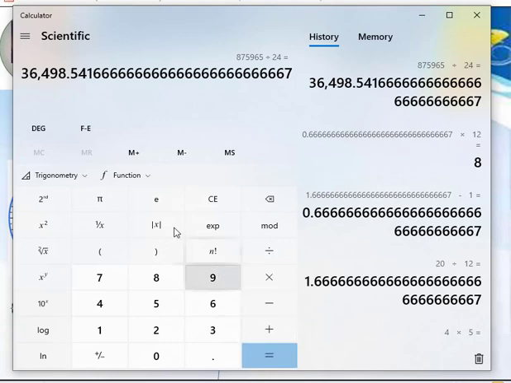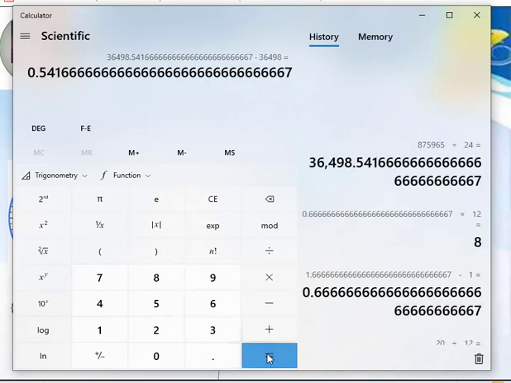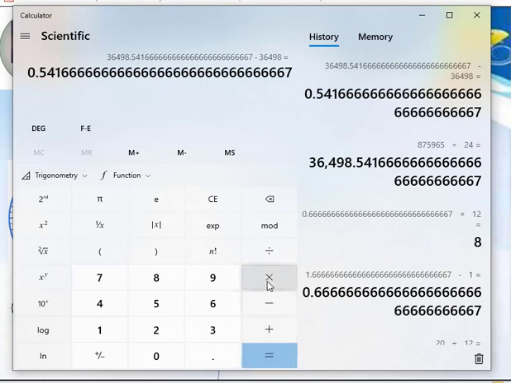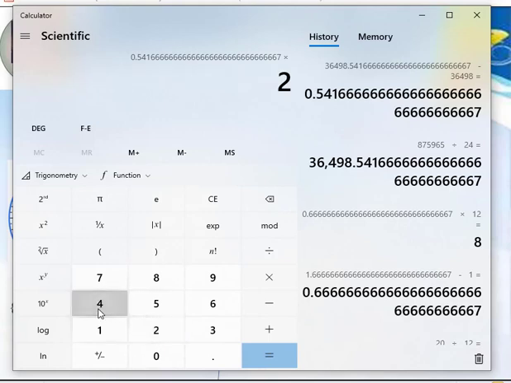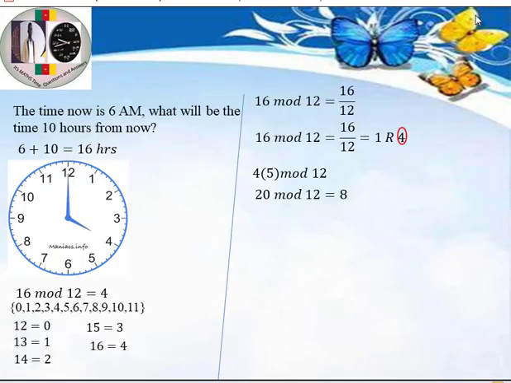So again, I'm going to take all of this number and subtract 36,498 from it to give me the decimal, which is 0.55. Then I take this decimal times the modulo we are working on, which is 24, which will give us 13. So that's how we use a calculator to calculate modulus in case we have one at hand. All right, so let's go back to our question proper.